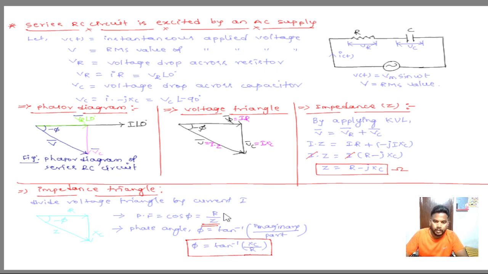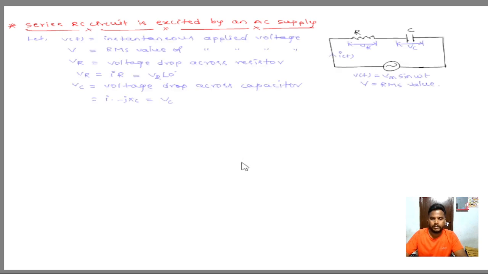Suppose the imaginary part in the phase angle tan inverse is negative, and here we are already taking phi as negative, so there is no need to write a negative sign here. Phi is equal to tan inverse of minus XC by R if we are writing phi only. Here we are already taking minus phi, so no need to write the minus sign. And this is the impedance of the circuit. Then next we need to calculate the current.